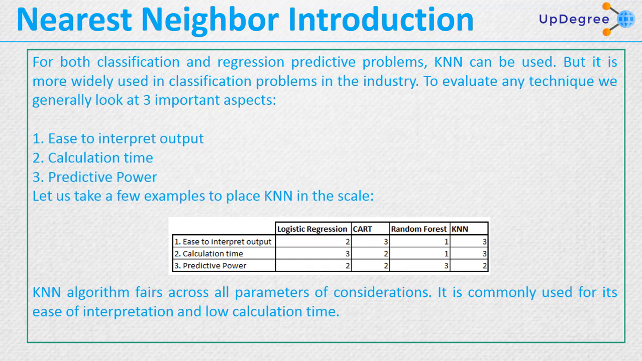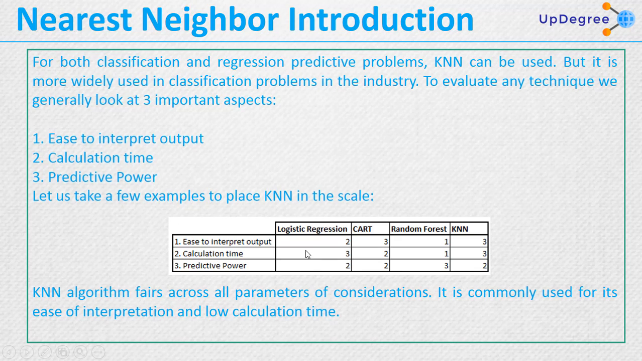Now the question comes to mind: why should we develop this algorithm? To evaluate any technique, we generally look for three important aspects. The first is the ease of interpreting output. The second is the calculation time, and the third is the predictive power, that means how accurate and probable its predictions can be. Let us take a few examples to place KNN on this scale.